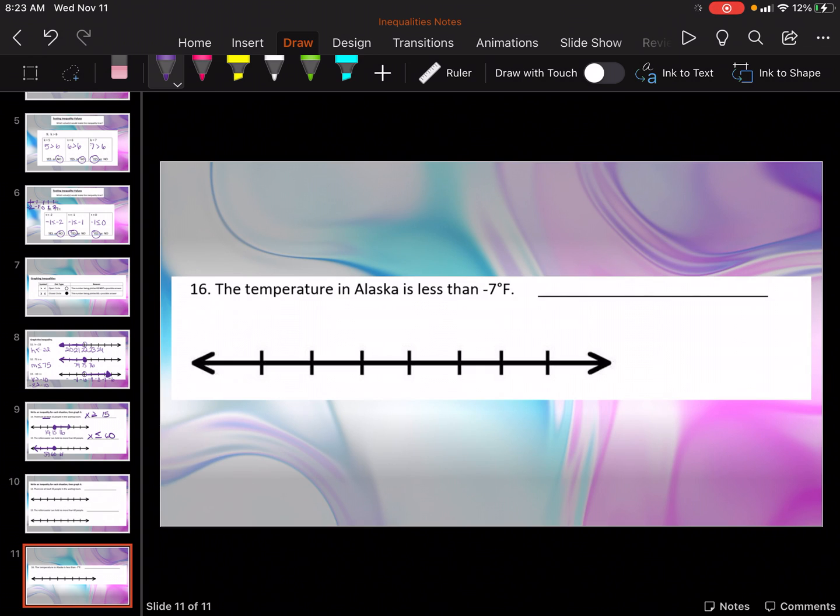The temperature in Alaska is less than -7 degrees. So we have X and we have -7. So it's going to be less than symbol. So remember, the 0 would be over here. So then we would have -6, -7, -8. It's going to be an open circle pointing to the left. So remember, less than. So -8 would make this true. Or -9, -10, because it's farther away from 0.